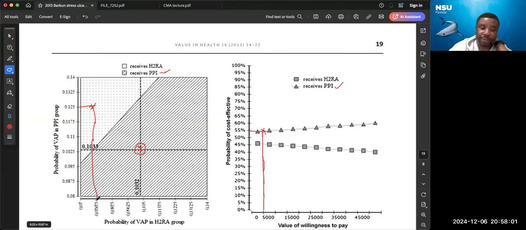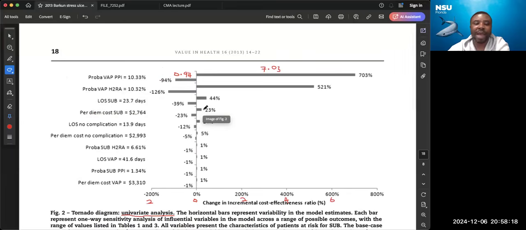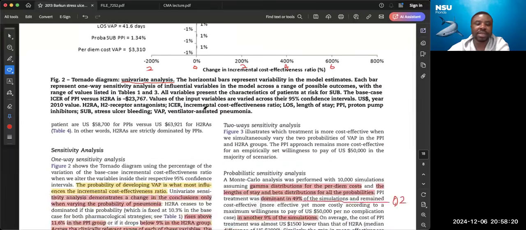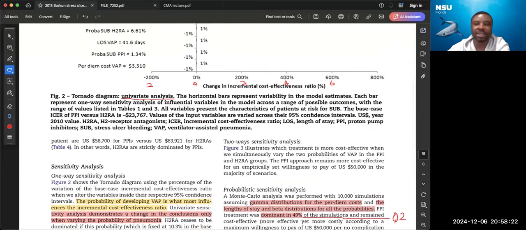For example, if the value is 0.07875, and the probability for the VAP in the PPI group was 0.125, then the decision will be the H2 array. So we are going back. I think they did that. They varied the variables, and then they had a decision. So we'll look at it and we'll come back to it.